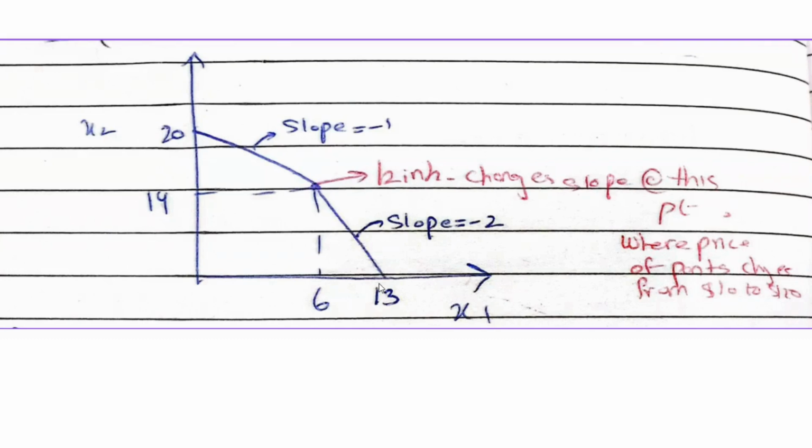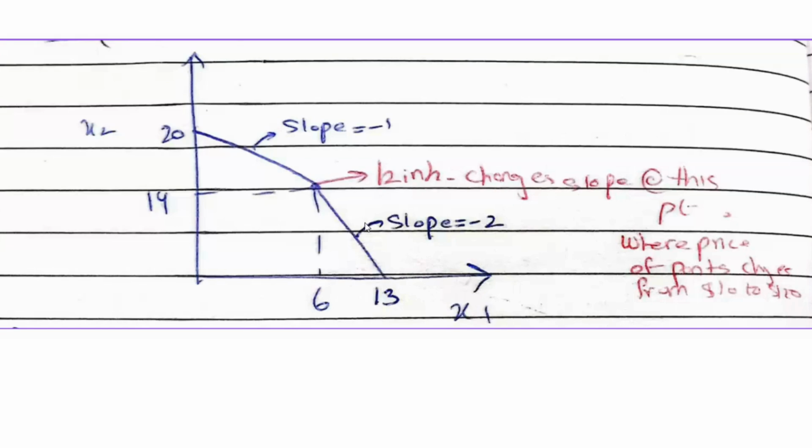Now how do you make these lines? Here we keep in mind that in the region before the kink, for x1 less than 6, the slope is -1. And in the region after the kink, the slope is -2. So the region after the kink is steeper than the region before the kink. So when you're joining these, make sure you make this region flatter and this steeper, because this has slope -1 and this has slope -2, right?